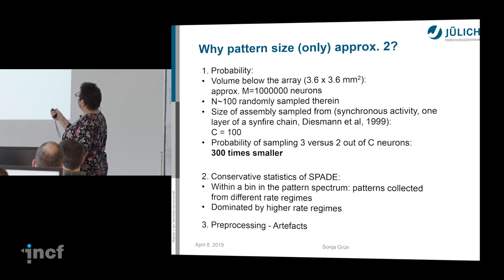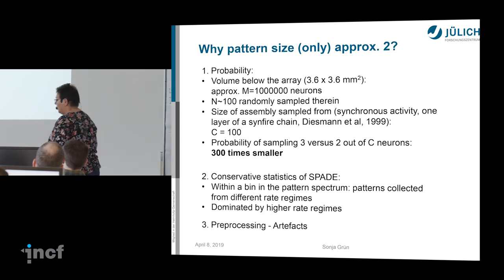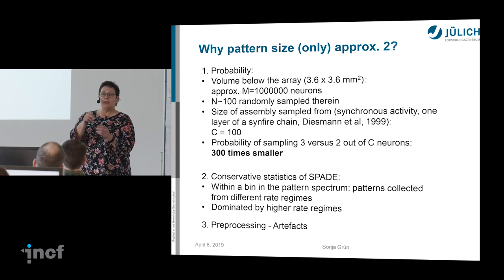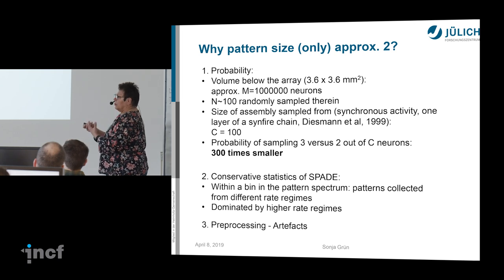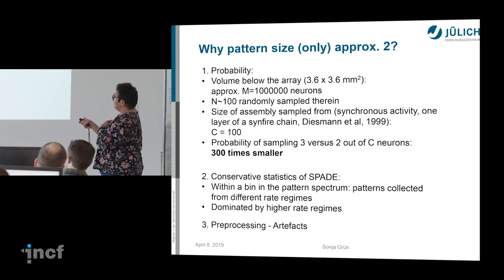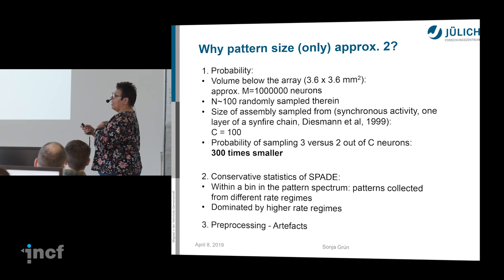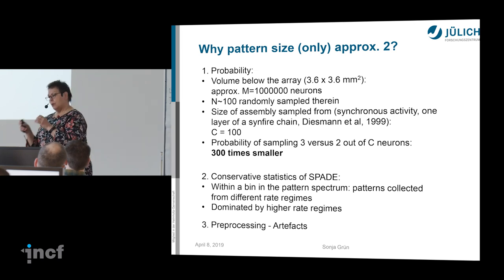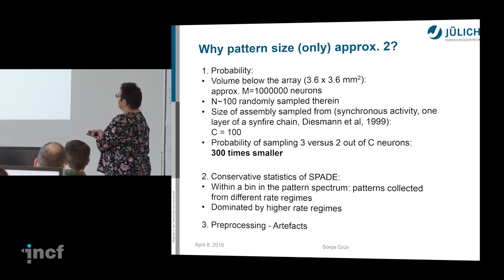And we assumed that one layer of a synfire chain is sampled from synchronous activity. So we assume that there is a synfire chain, and if you find synchronous activity, you would expect that you sample them from one layer, or one group. And we assume to have that many groups, and that many neurons per group. Then you can calculate that the probability of sampling 3 neurons from one group versus 2 is 300 times smaller. So the probability to randomly detect 2 neurons from such a group is much higher than larger ones.